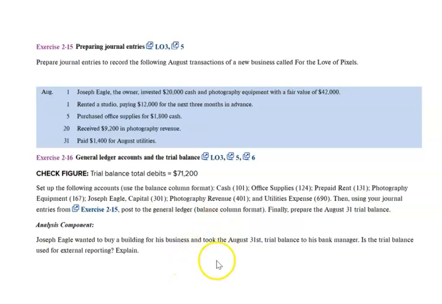Hi everyone. Okay, so let's go over exercise 215 and 216. So in 215, we need to prepare the journal entries to record the following August transactions of our new business called For the Love of Pixels.